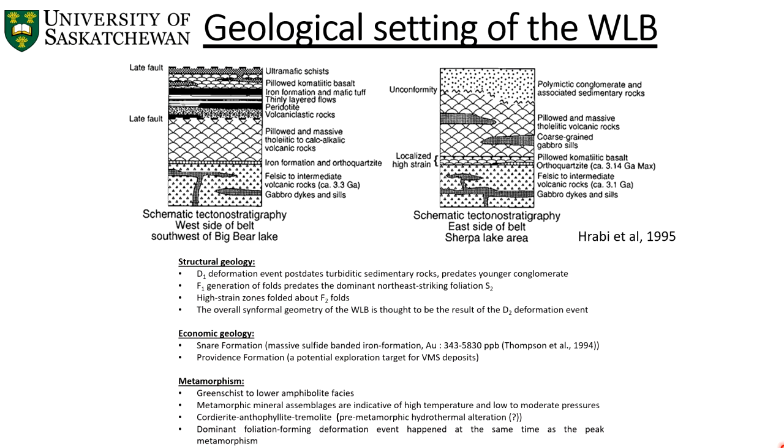The rocks within the belt have been metamorphosed through the greenschist to lower amphibolite facies. Metamorphic mineral assemblages are indicative of high temperature and low to moderate pressures. Cordierite, orthophyllite, and tremolite are thought to be pre-metamorphic hydrothermal alteration mineral assemblages. The dominant foliation forming deformation event happened at the same time as the peak metamorphism.